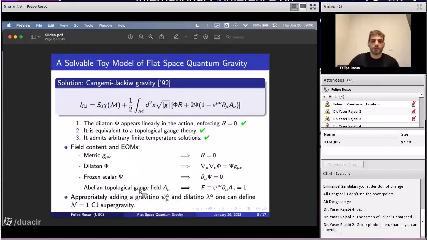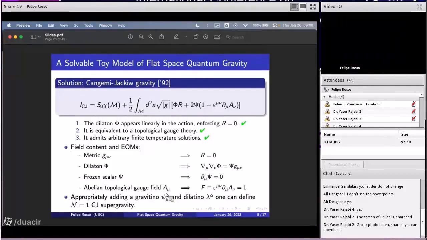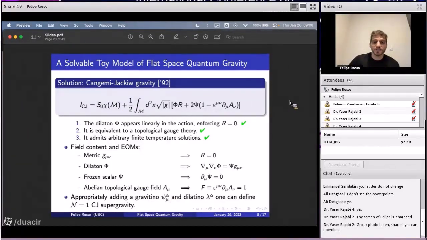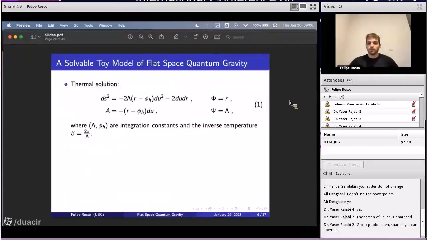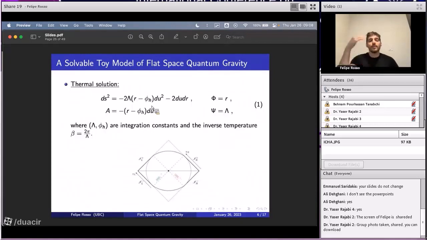Let me also mention that there is a very simple N=1 supersymmetric generalization of this model where you add a gravitino and a dilatino, okay? And the same kind of logic follows through. The thermal solution is written in this way. I'm using boundary coordinates u and r, that is the radial coordinate. And from here we see that the inverse temperature of this solution is 2 pi over lambda, where lambda is simply the integration constant, the value of this frozen scalar. And the crucial fact is that since this is an integration constant, the value of beta can take arbitrary values.